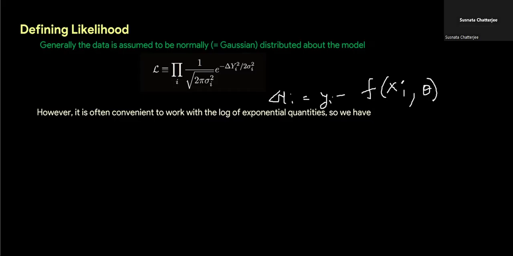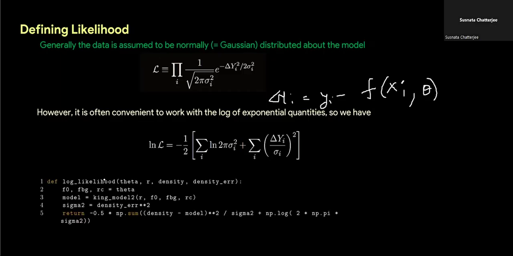However, it is often convenient to work with the log of exponential quantities. So we have ln L is minus half sum over ln 2 pi sigma_i squared plus sum over (delta y_i by sigma_i) whole squared. We implement this in Python. So we define a function log likelihood. It takes in the values theta, r, density, and density error. F0, FBG, and RC are the unknown parameters, and we take these values from theta. Model is the King model 2 that we defined earlier, and sigma2 is actually sigma squared, density error squared. So this is how we define the code.